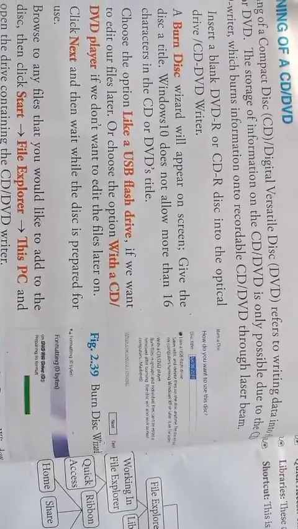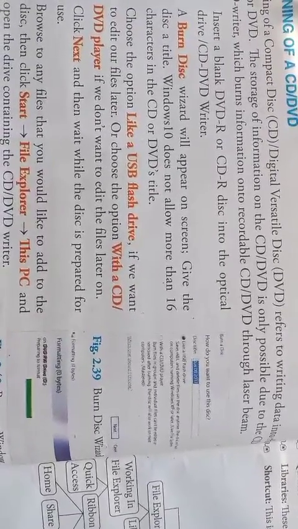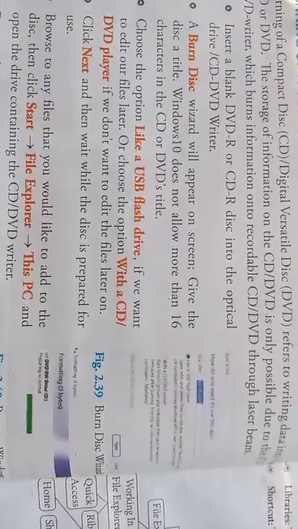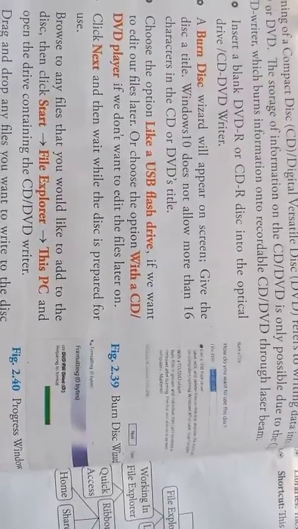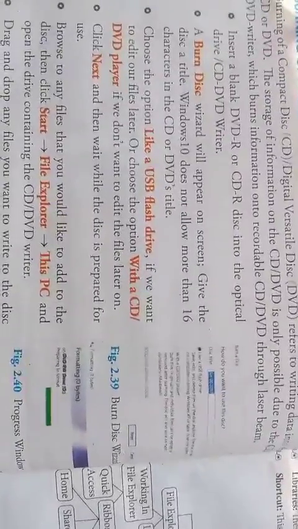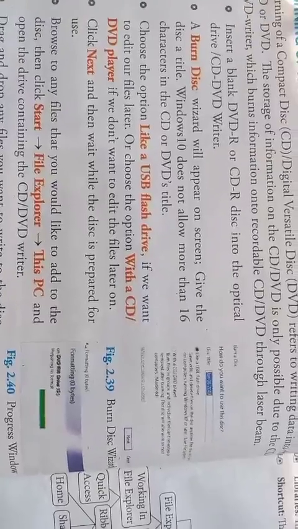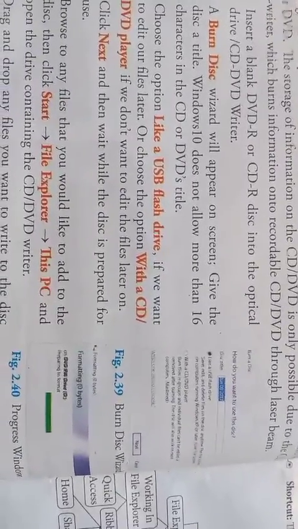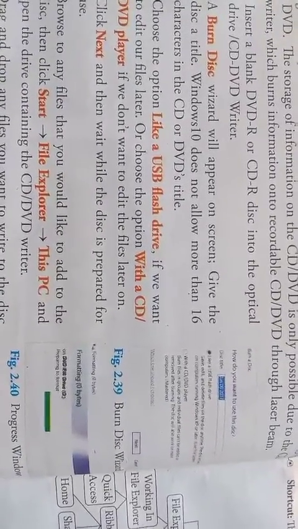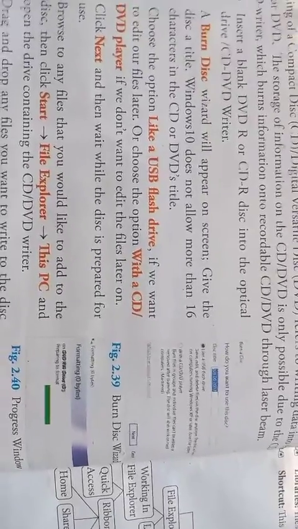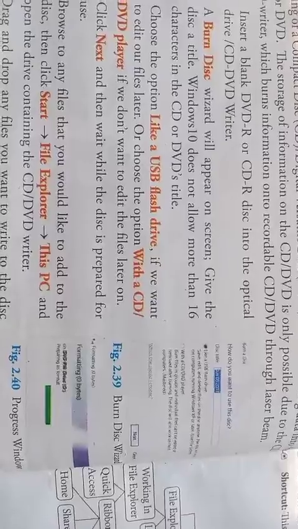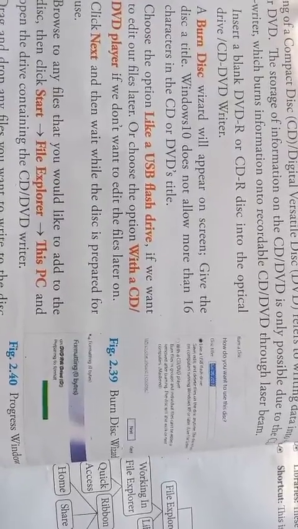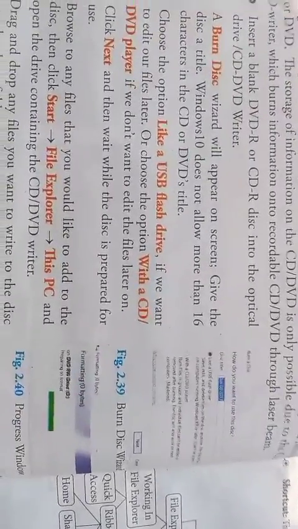Browse to any file that you would like to add to the disk. Browse means if you want to find anything from that side, you can browse to any file that you would like to add. Whatever you want to add in that particular area, you can browse it. And then click on Start, File Explorer, This PC, and open the drive containing the CD or DVD writer.